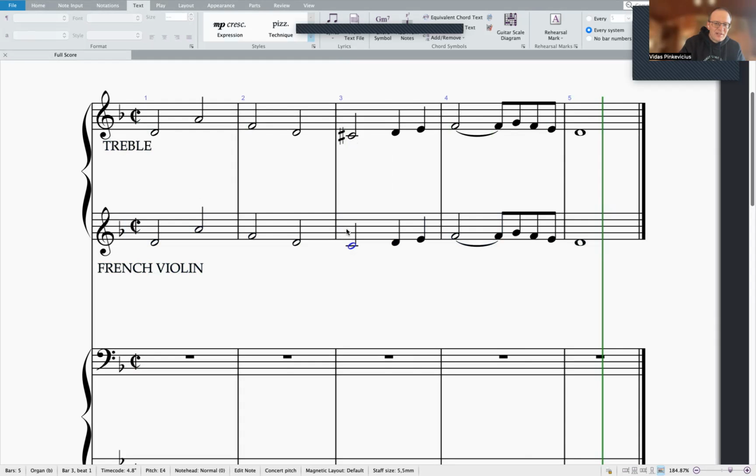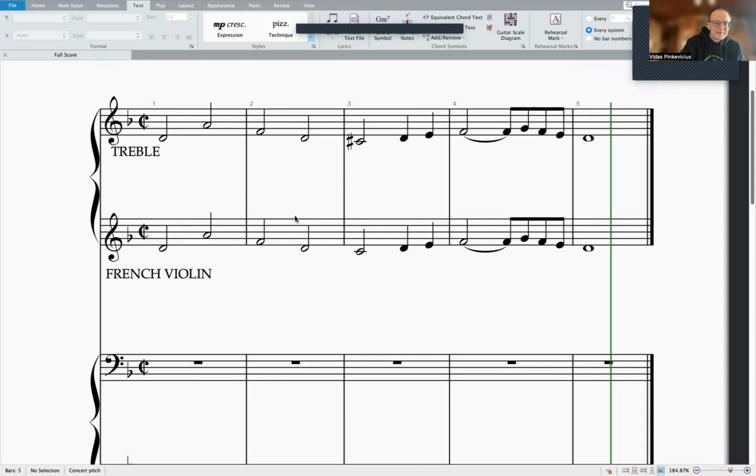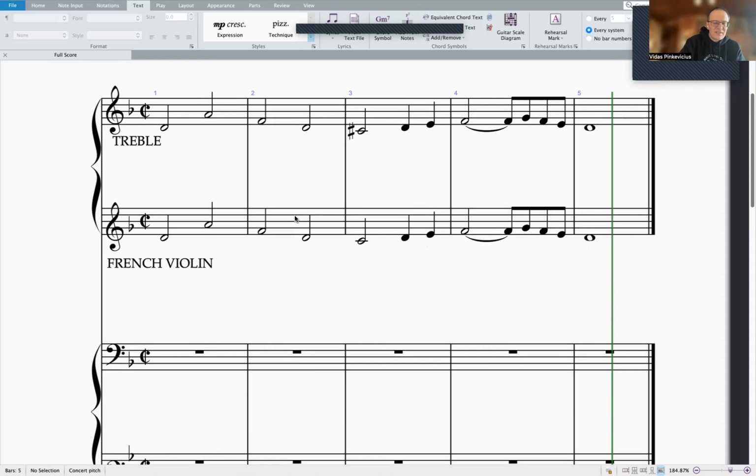Now C sharp here, we don't need sharp here because it's already E, right? Sometimes we change signatures next to the notes. Okay, so these are two G clefs, treble and violin clefs, French violins.